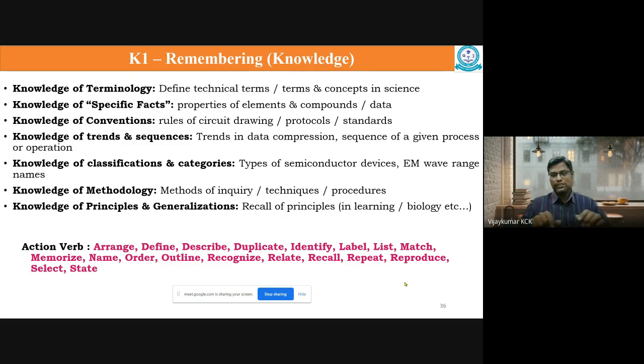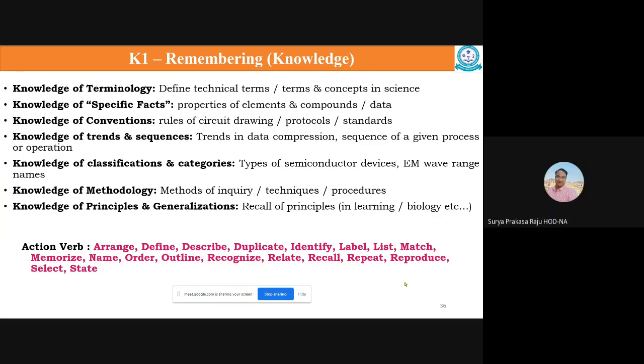So how can we measure using these words? When we put a question with these words, we are able to measure his remembrance. For example: arrange, define, describe, recognize, relate, name, order, state, match, list, all these things. So when we put these action words, this will show the way to understand the learning outcome of the learners.